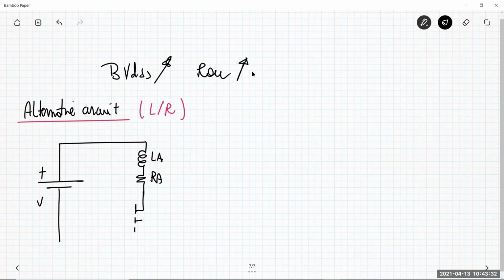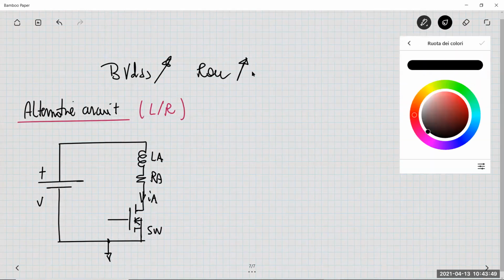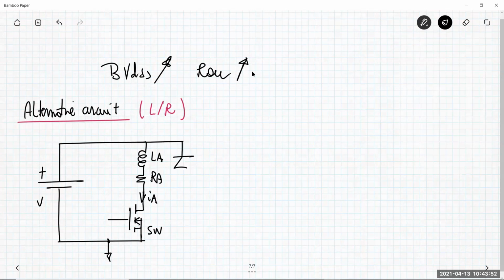Then I put here a MOSFET, but you can also have the IGBT. The discussion is the same. You have IA, the current here. The MOSFET is employed as a switch, but then I put here a diode, D. So the alternative circuit is basically the same as before, with this added diode, which is called the freewheeling diode.